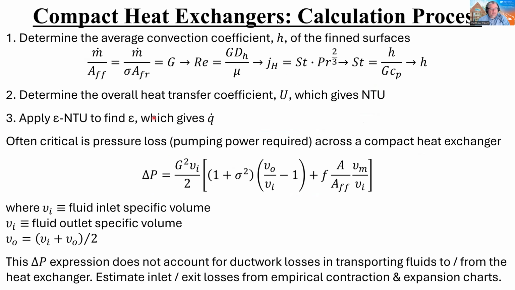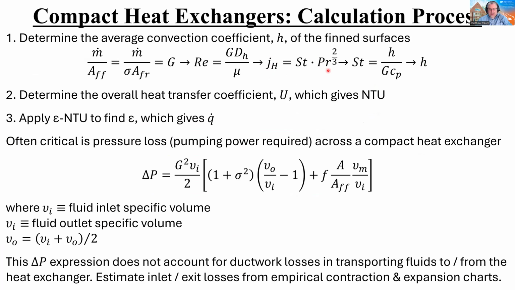Okay, great. So we got to J, right? So now we've got J. We need to get to h because we need h to find U. How do we get to h? Well, J is just the Stanton number times the Prandtl number to the 2/3. The Prandtl number, you just look it up, right? The Prandtl number is a material constant.